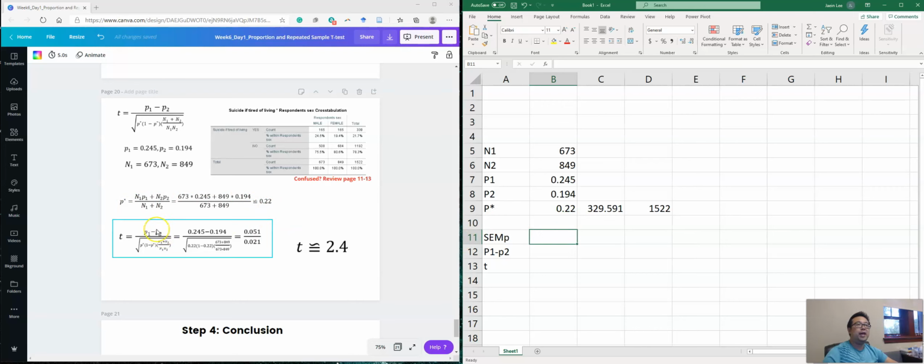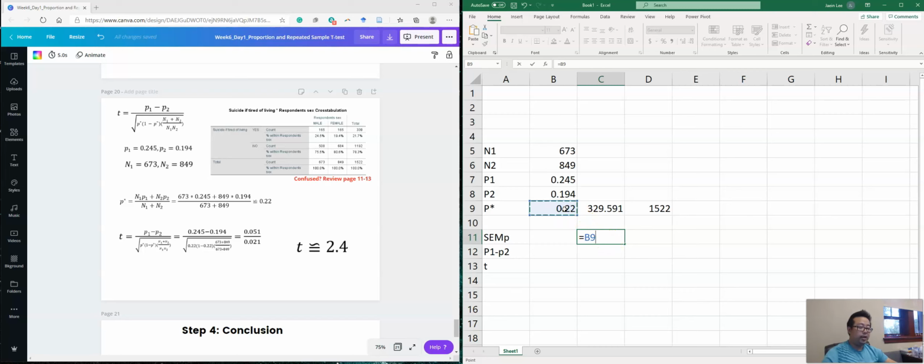And the SE of the P star, that's a little bit tricky part. That will involve a square root, but before the square root part, we need to calculate what goes inside it. So P star is here. All right, so this is the calculation process in order.